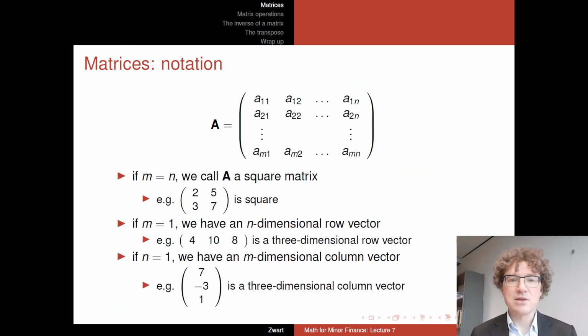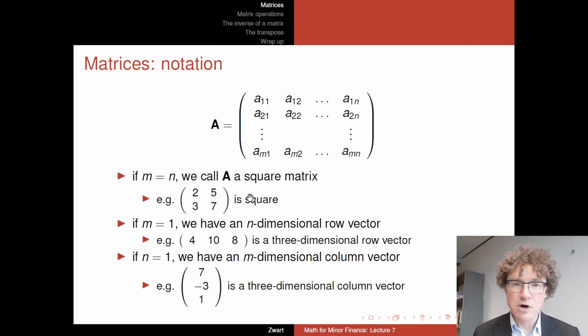Now the nice thing is that we can do some computations with these matrices, but before that let me review a little bit more notation. If you have this coefficient matrix, the a11 until amn, and the m and the n are the same, so the number of rows, these horizontal lines, and the number of columns, the vertical stacks, are the same, then we call it a square matrix. So for instance, this one is a square matrix because it has 2 rows and 2 columns.